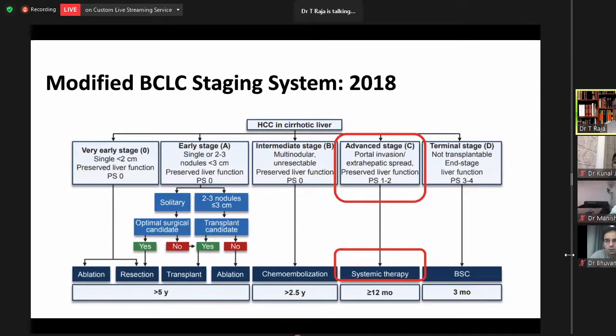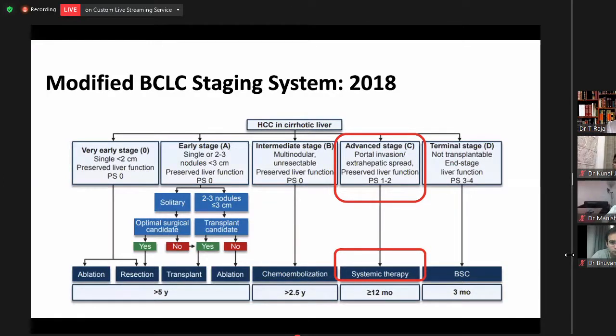Dr. Kripa Shankar, if you are there, I'll begin with you. Modified BCLC staging system. So, do you think this is the best way today to decide on which patients you want to choose systemic therapy? And this is handy, this is good, and this is advantageous, or does this have any handicap?